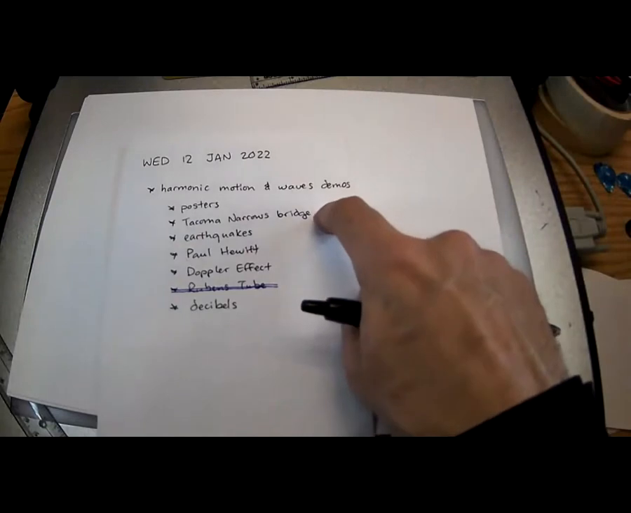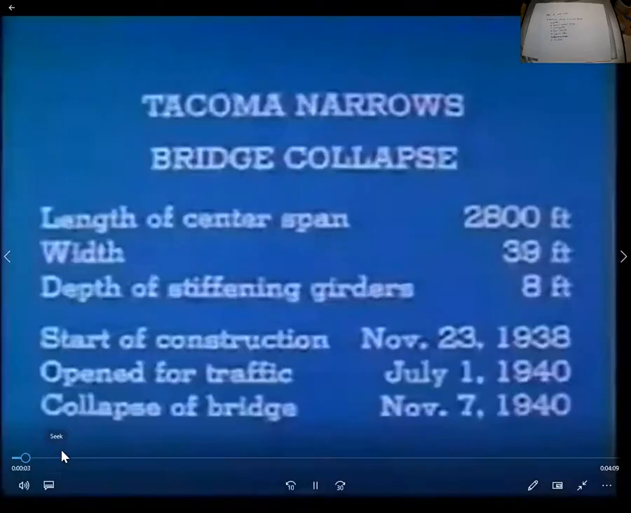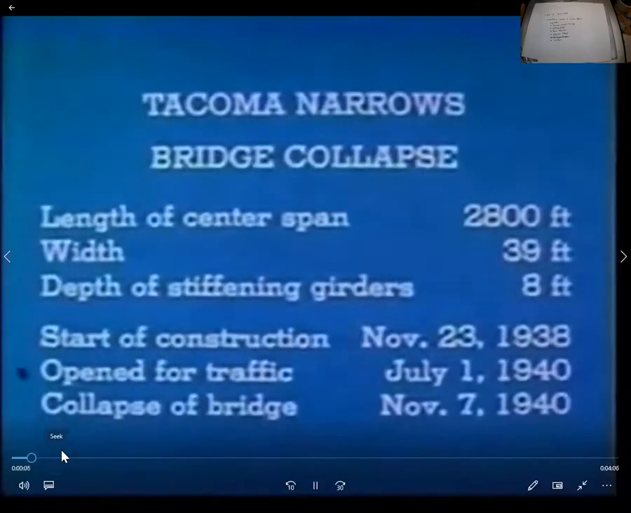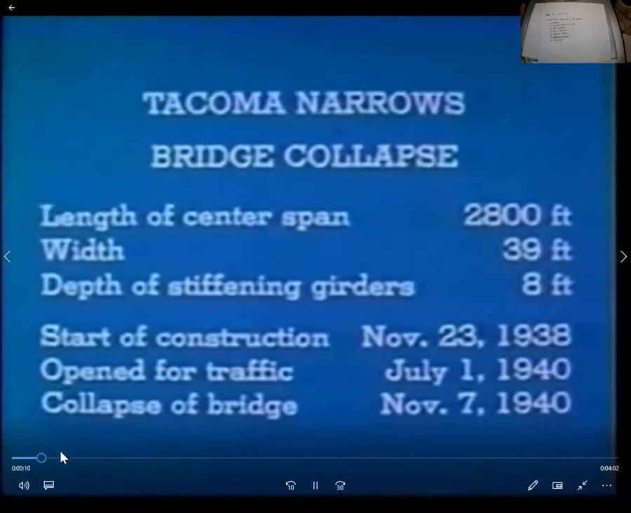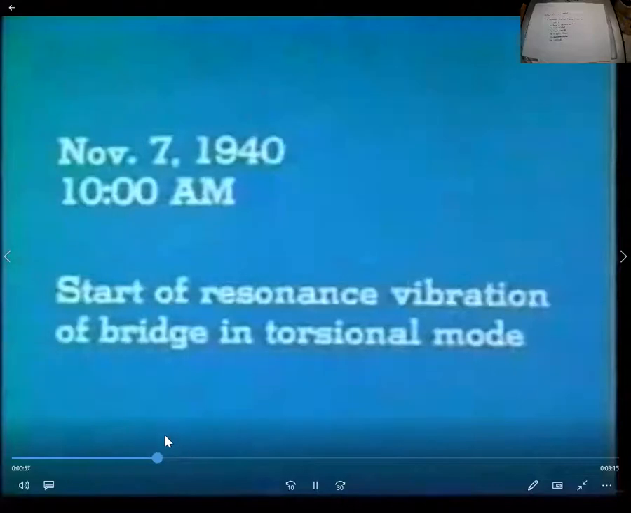Right. Yesterday, I think I got to about the Tacoma Narrows Bridge. So let me go back and share my screen and pick up from that point. Tacoma Narrows. Here it is. So this bridge was built back in 1940.